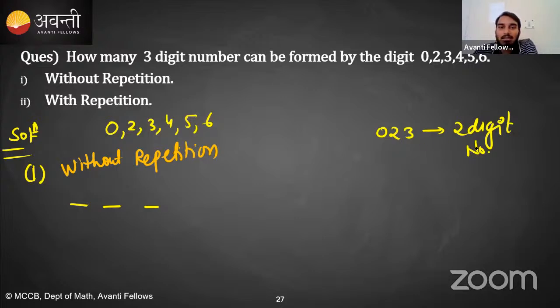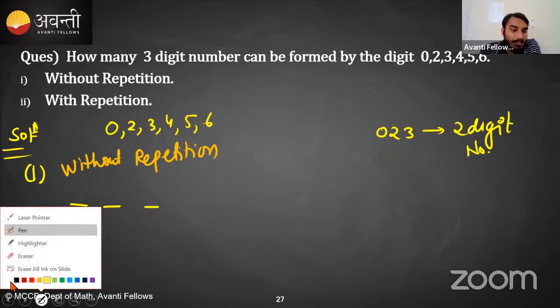Is this clear or not? 0, 2, 3: the zeros in front of a number do not matter. The number is 23. This is a 2-digit number. So the position of 0 is very crucial in my number. If 0 is coming at the front, then the number is no longer 3-digit. It will be a 2-digit number. Is this clear to you or not?